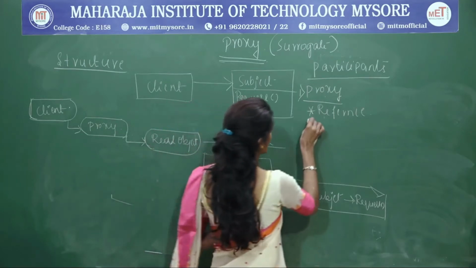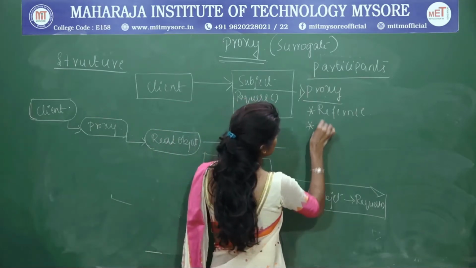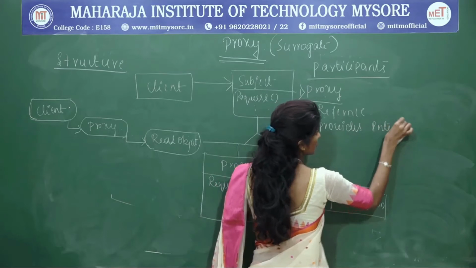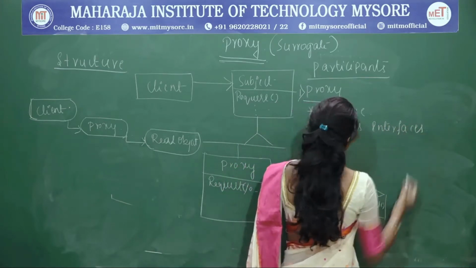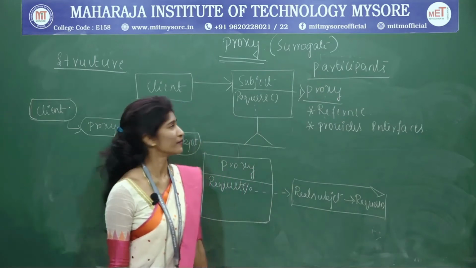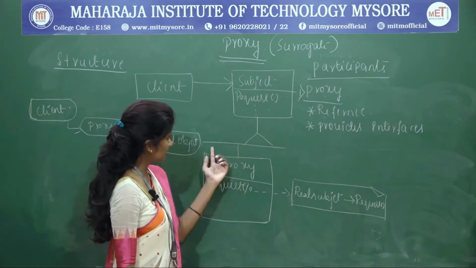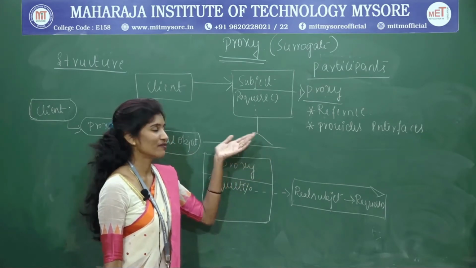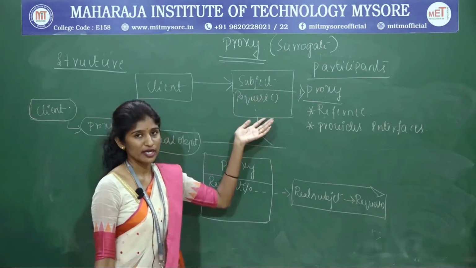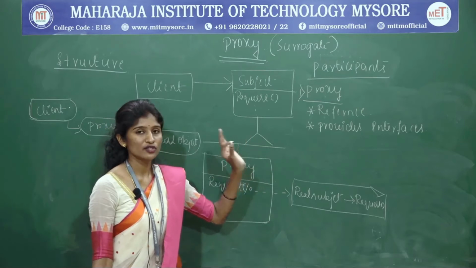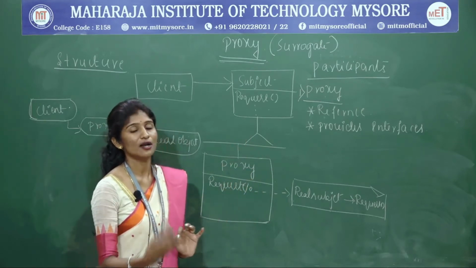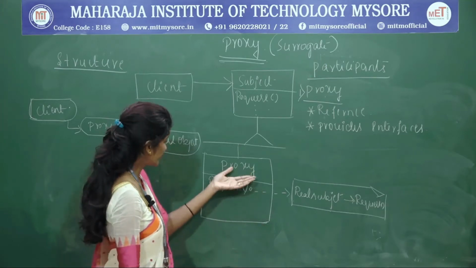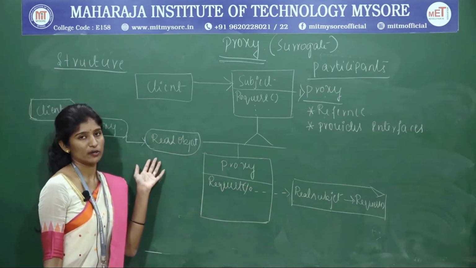We will see the other operations of this proxy. It provides an interface identical to the subject interface. This same interface will be there, which is going to be identical to the subject interface. It is going to provide such kind of interfaces that makes the real object compatible with the proxy. The same interface it is going to provide for the real subject also.